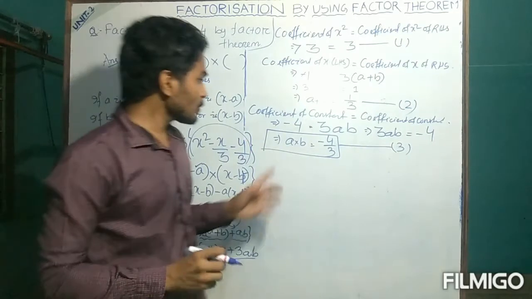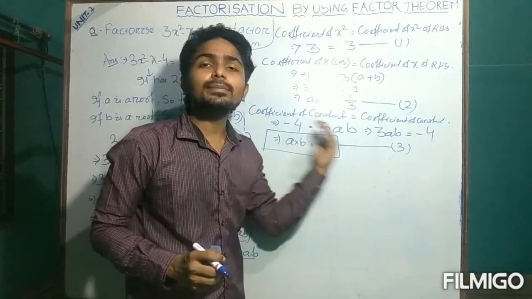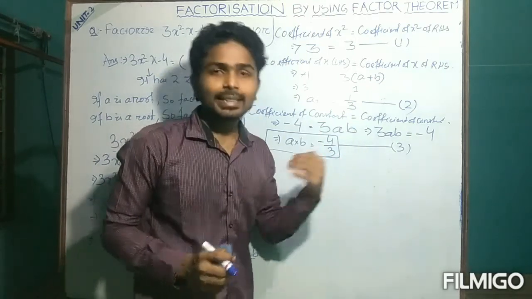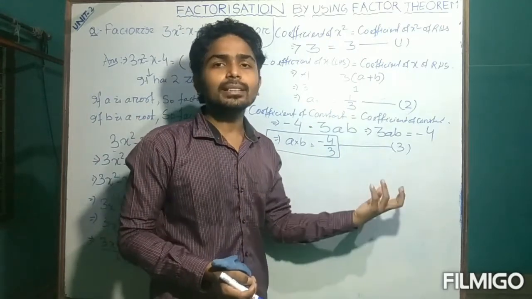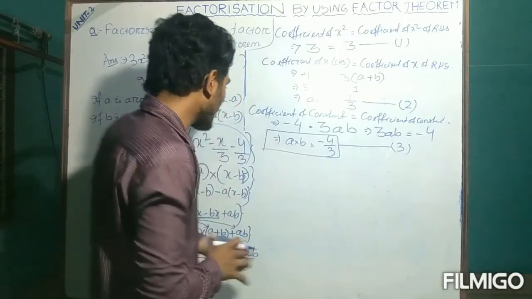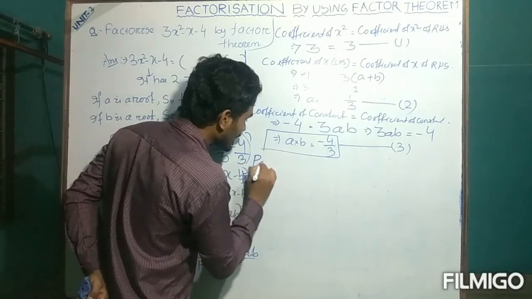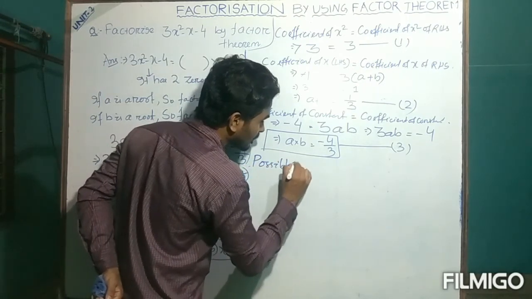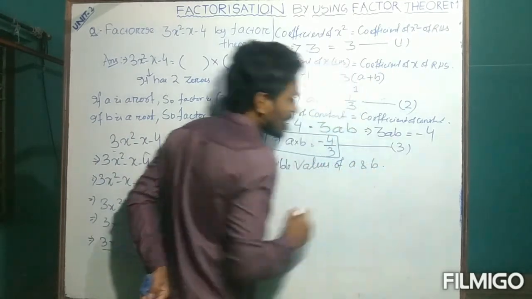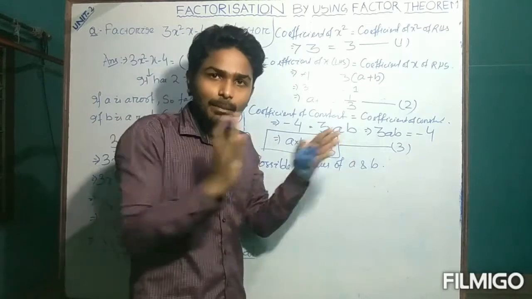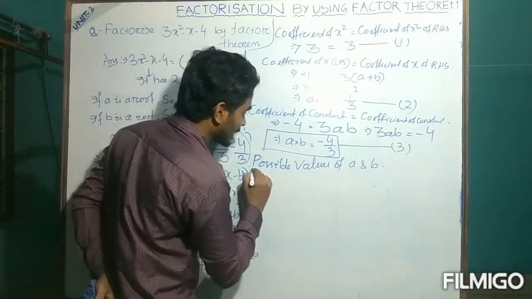Since we are going to find the values of a and b, you can see the multiplication of a and b will give -4 by 3. So we can take possible values of a and b so that we get the result -4 by 3. That means for which values of a and b their multiplication gives -4 by 3. Now let us check that.